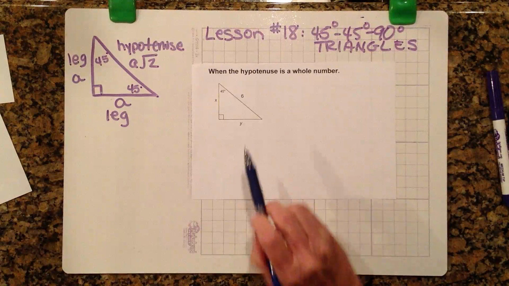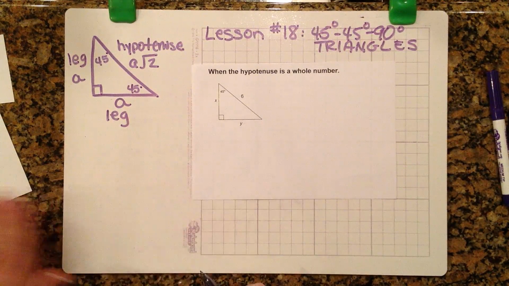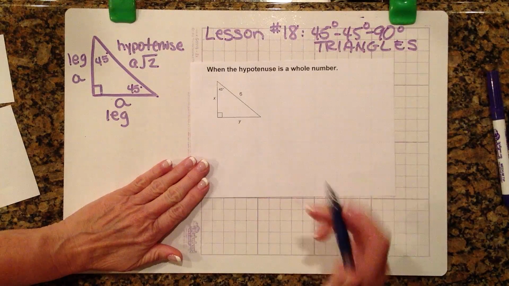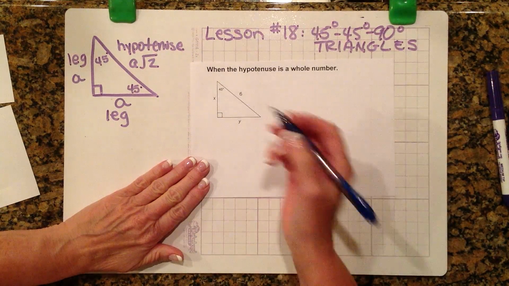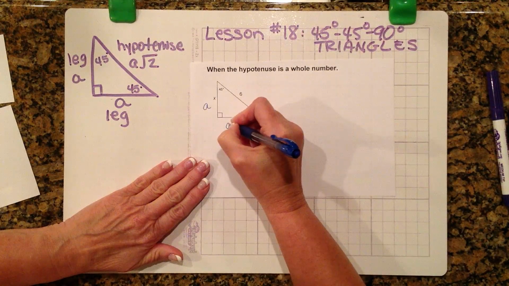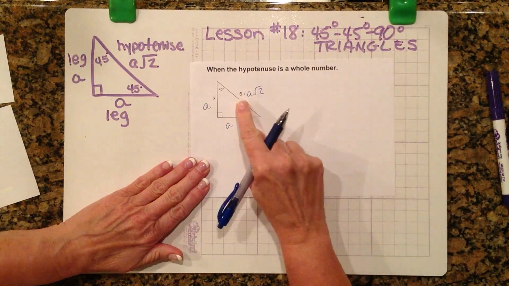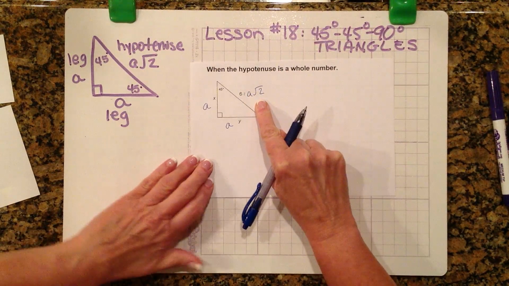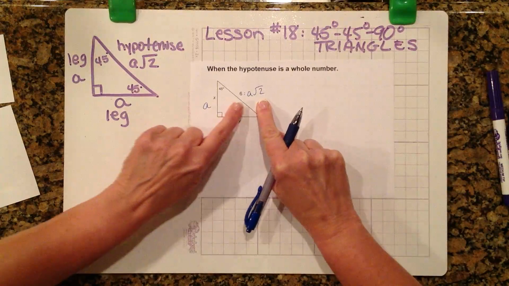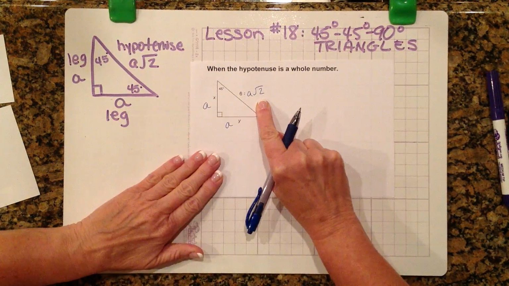Now you're given a hypotenuse and you need to find the legs. All right, let's work this problem. It's going to take a little algebra here. Let's write our formula: a times the square root of 2. So 6 happens to equal a square root of 2. I need to solve for a so that I can find the length of these two values.